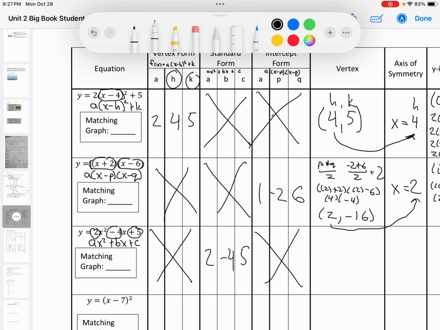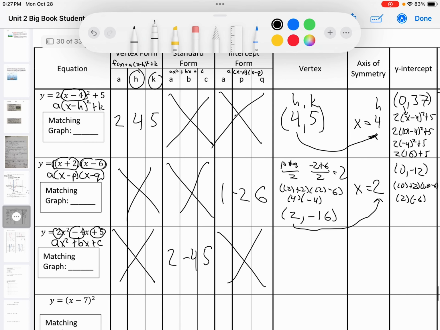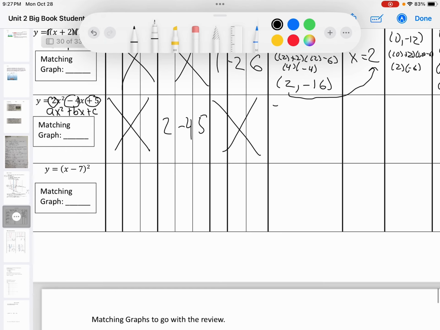For the vertex in standard form, the x value of the vertex is found by taking negative b divided by 2 times a. In this case, negative b is negative negative 4, divided by 2 times a, which is 2. Negative negative 4 gives me a positive 4, and 2 times 2 is also 4. So 4 divided by 4 gives me 1 for the x value of my vertex.